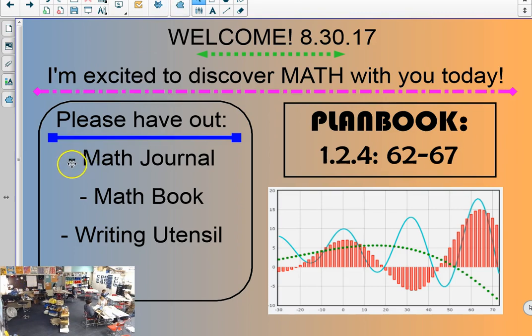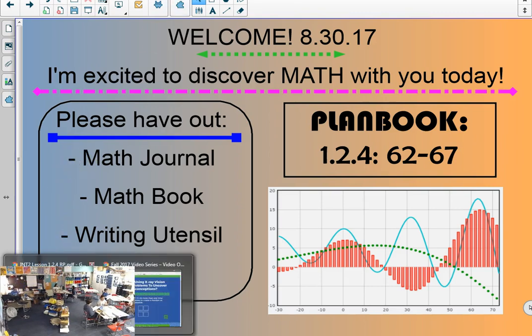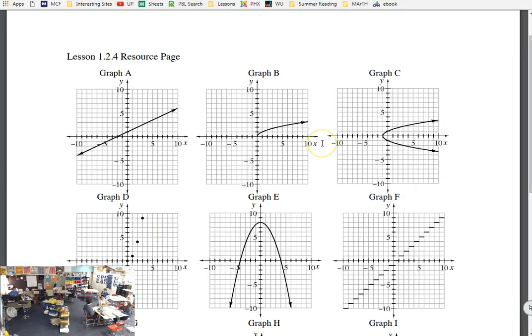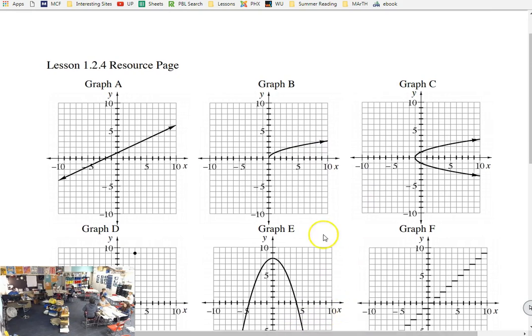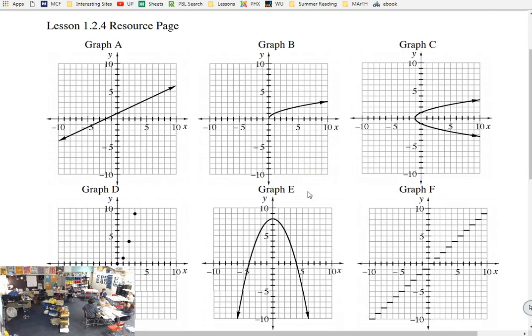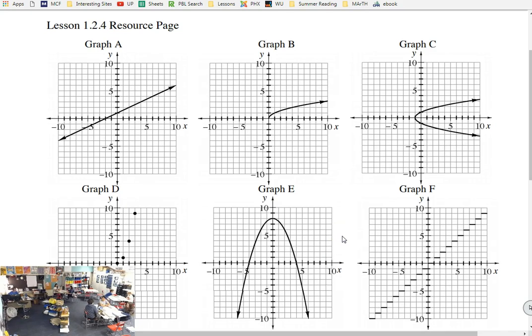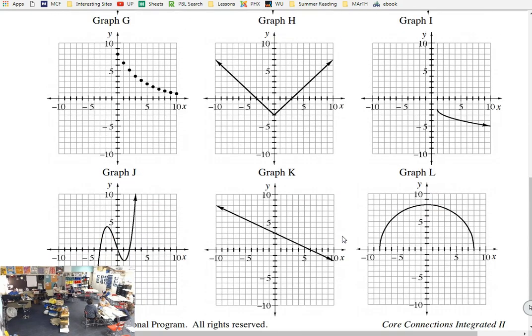Alright, let's check them. So, here's what your graph should look like. So these are the first 6, then there's 6 more. And we did them in order, right? Yeah, you could bounce around, in whatever order you chose. So hold on, I'll show you the other 6. I don't know if people chose some from the bottom.